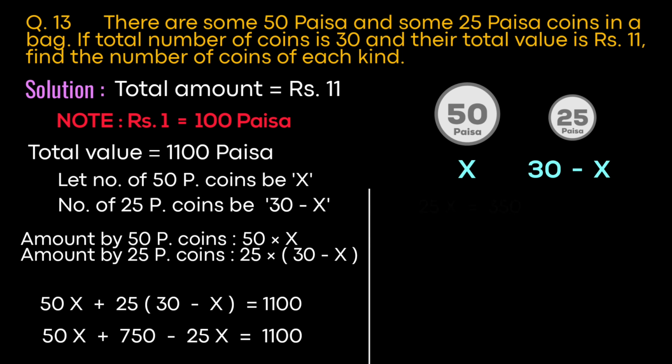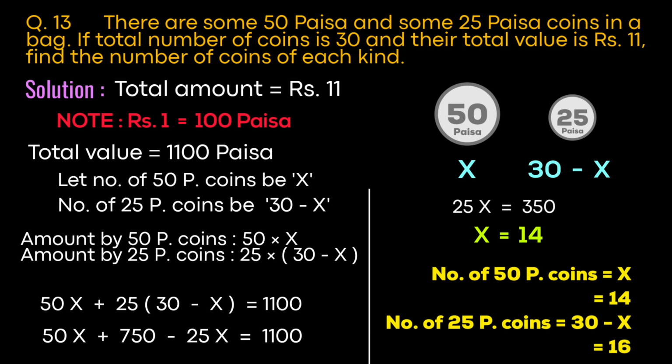On solving, we get 25x equals 350. Therefore, x equals 14. And finally, we can conclude that the number of 50 paise coins is equal to x, that is equal to 14, and the number of 25 paise coins is 30 minus x, that is equal to 16.